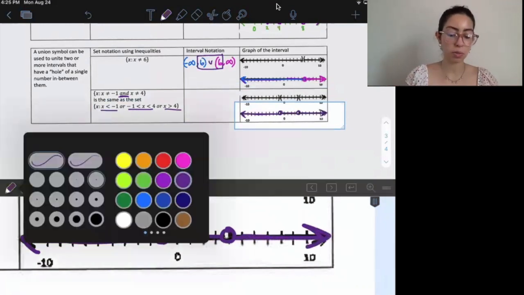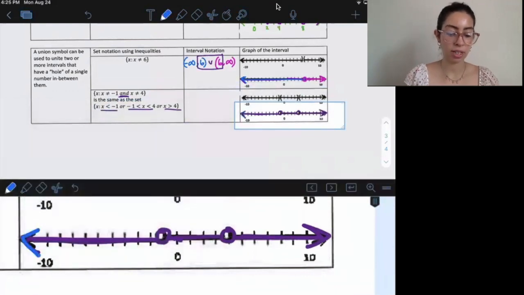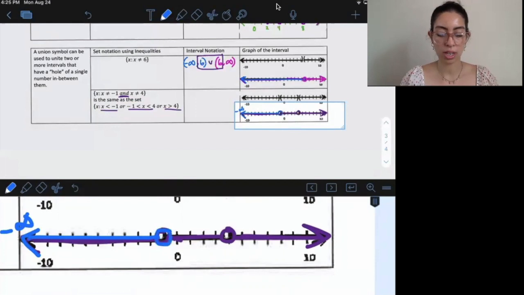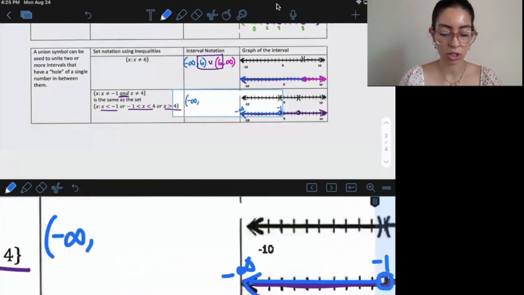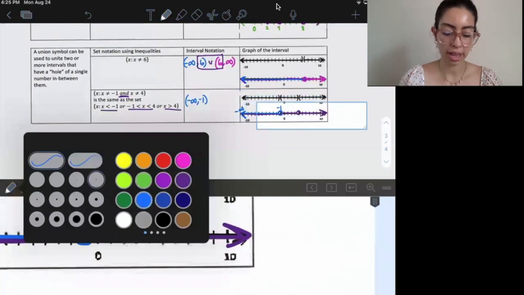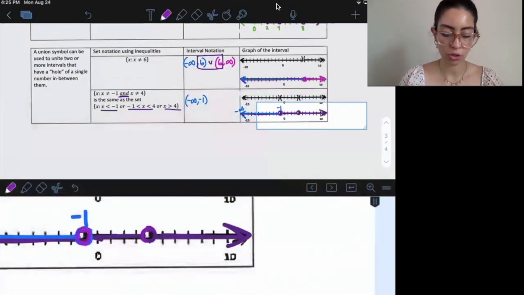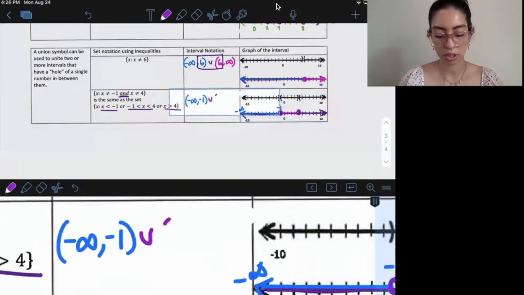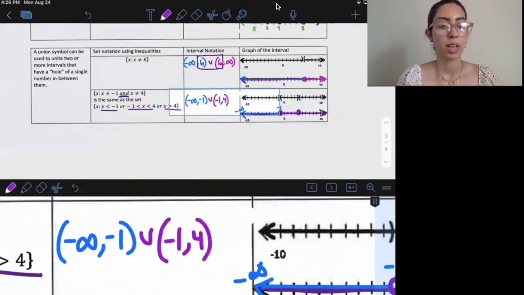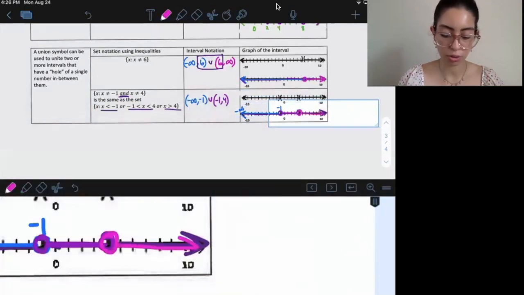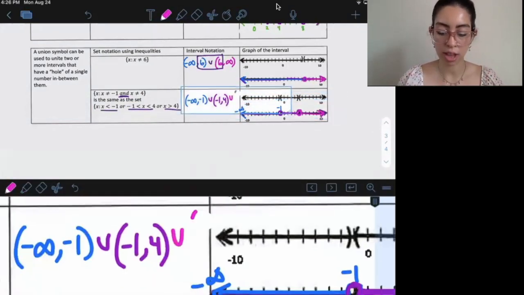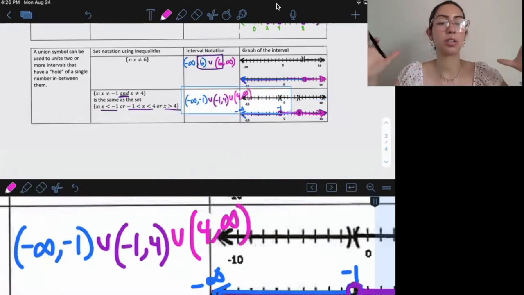So we see that the first part is from -infinity to -1. That's one part here. So we're going to go -infinity to -1, not including -1. And then the next part, we have -1 to 4, not including either of those. I'm just going to go ahead and do the union there. And then lastly, we have the last piece, which is from 4 to infinity. We'll union that, 4 to infinity, and that concludes our interval notation.